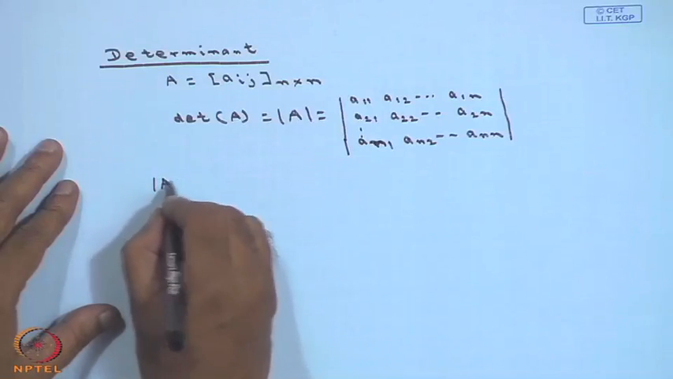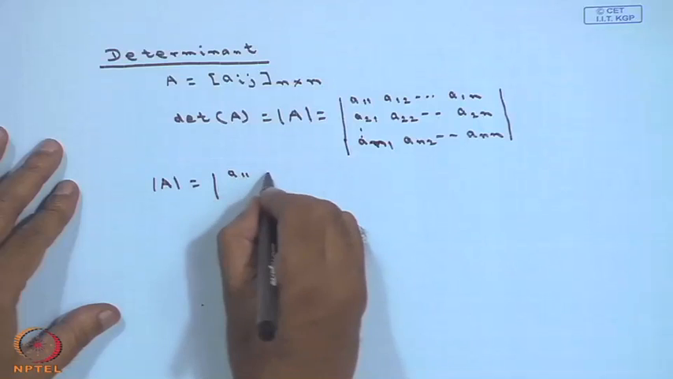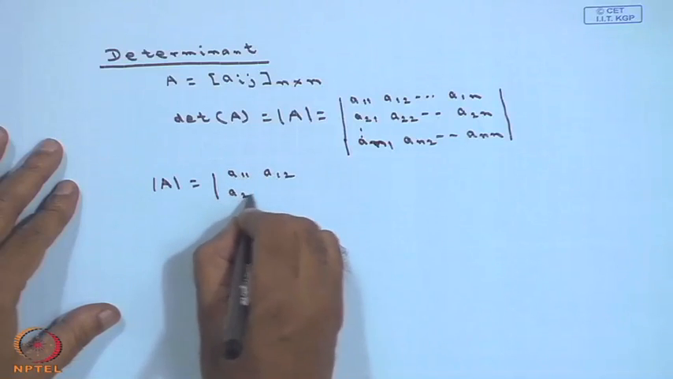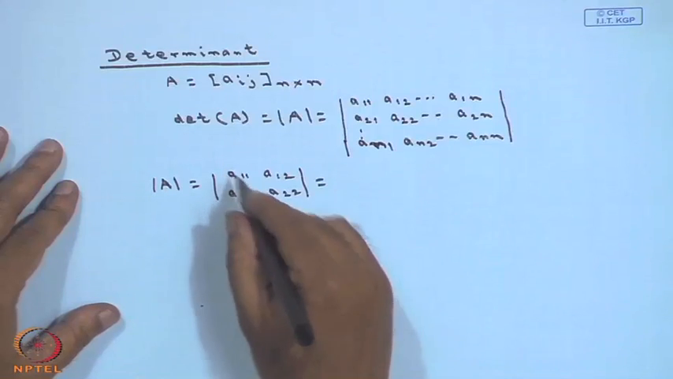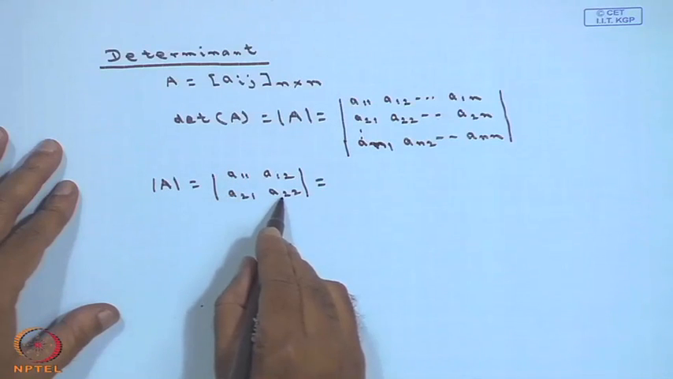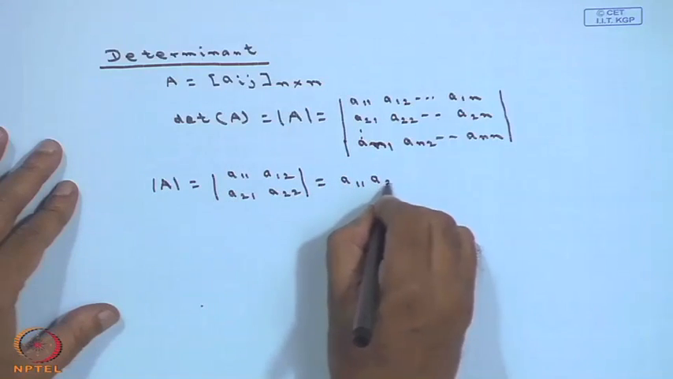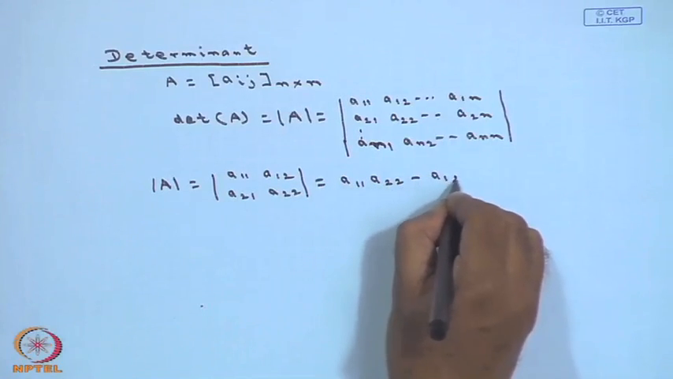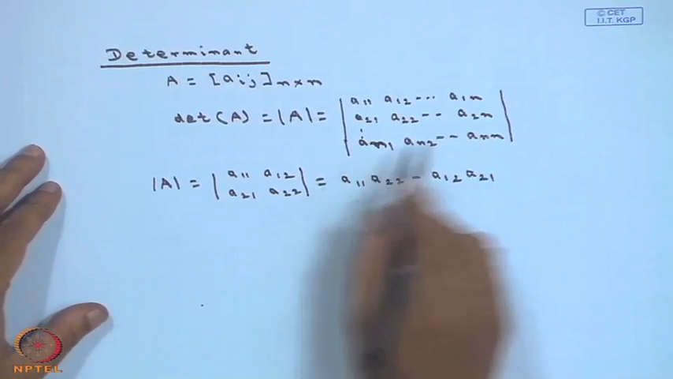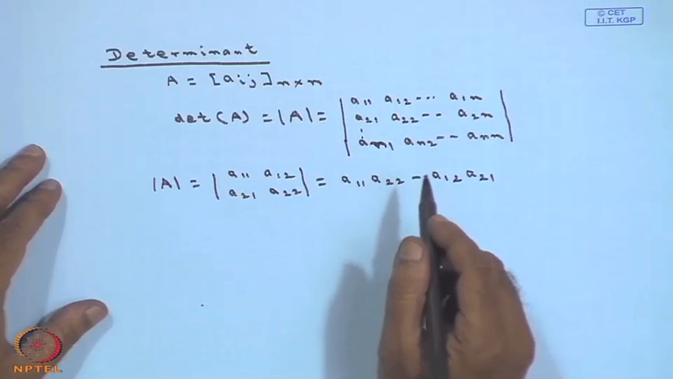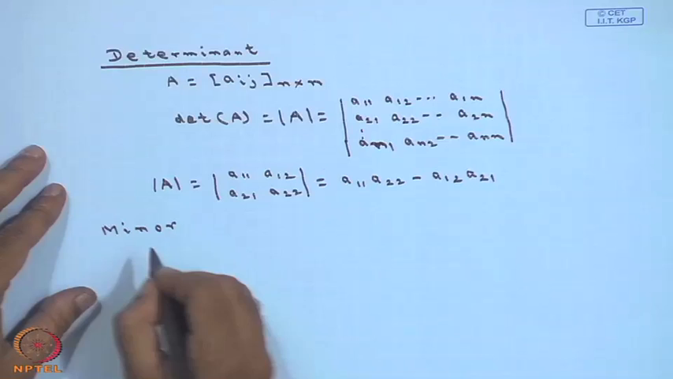For example, if you have a determinant of order 2 only, that is A11, A12, A21, A22, I can evaluate it and I can obtain the value, that is this element into this element minus this element into this element. So, A11 A22 minus A12 into A21. Like this way, you can evaluate one determinant and you can find a value. The next one is minor.